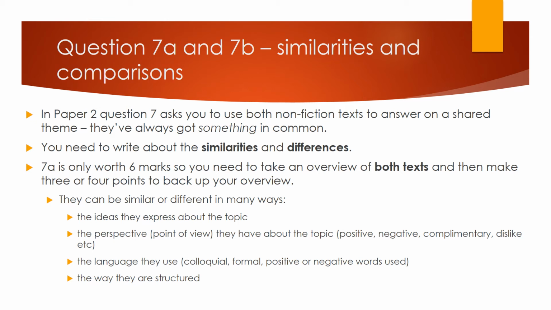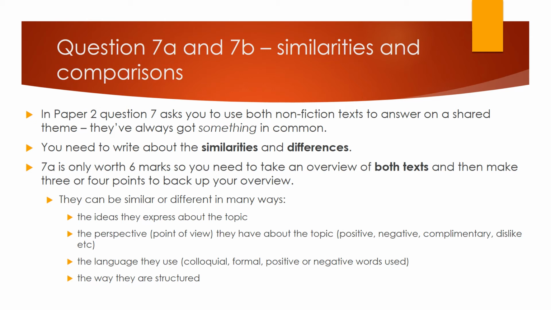And there will be a shared theme in both texts. They've got something in common. Now the question might actually say that both texts have tried to do something, find the similarities. So avoid the thing that they've actually said, but you're looking in 7a for the similarities, and then in 7b you're looking for the differences. 7a is only worth 6 marks.